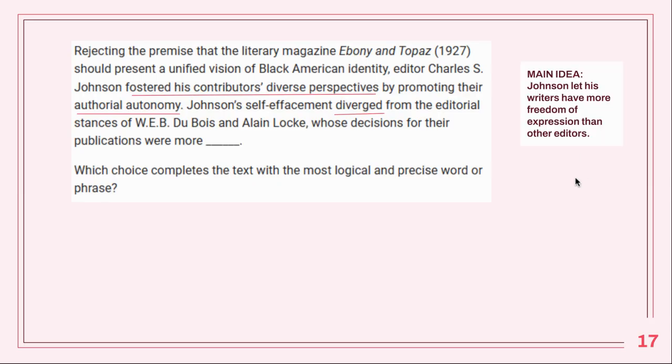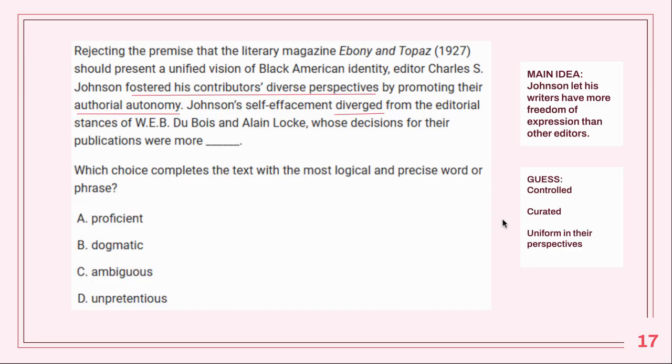So again, the main idea is that Johnson let his writers have more freedom of expression than the other editors. So I've had to come up with a guess word, like their decisions for the publication were controlled, curated, which means you carefully put together some sort of image, and just more uniform in their perspectives. They had more control over the perspective being presented in the articles in their magazines, right? So let's see which word choice matches up with this.